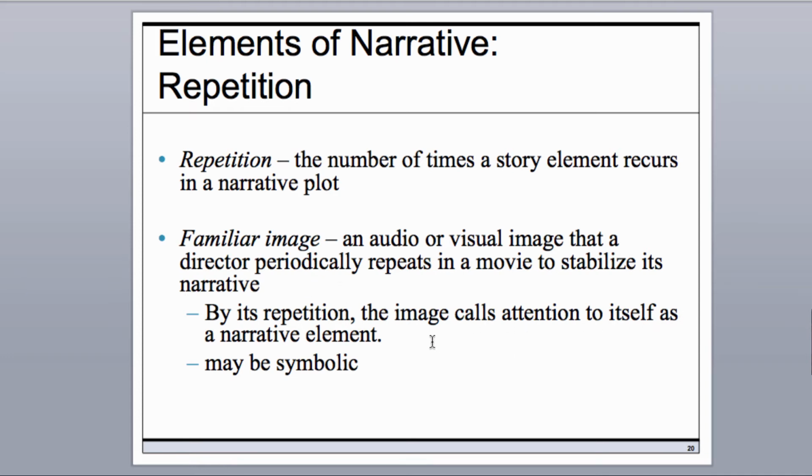It calls attention to itself as a narrative element, but it may be symbolic as well. So look for shading, look for reflection. Is there a certain image that always appears? And what can that image mean as far as the narrative?